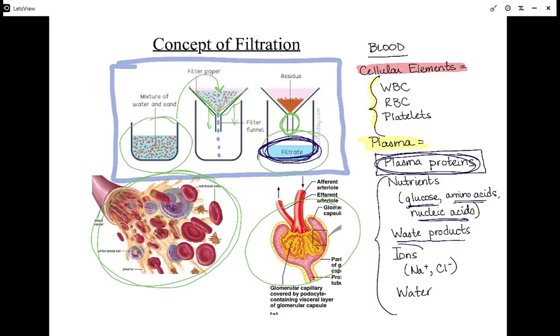And then a number of ions. So remember, we're taking blood plasma and we're filtering it out. So we have to think about, well, what are the dominant ions in plasma? And it's the dominant ions in extracellular fluid. Those are going to be sodium, and they're also going to be chloride. So sodium and chloride are the big ones.